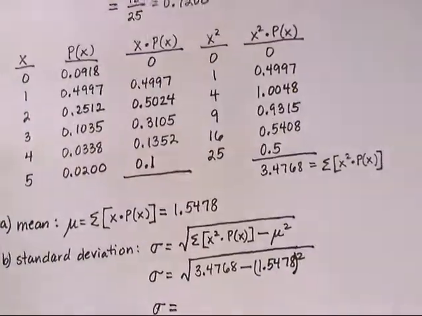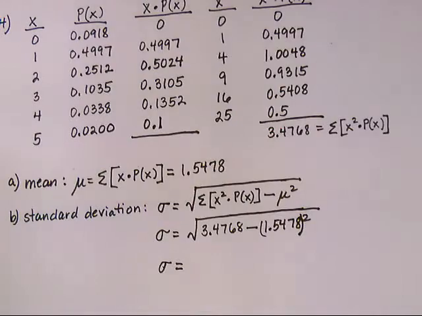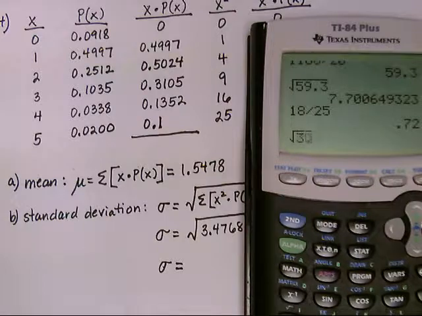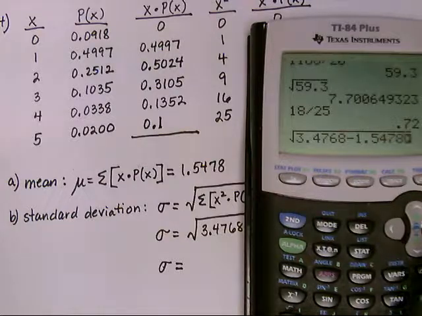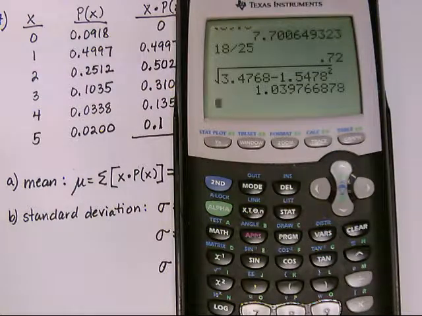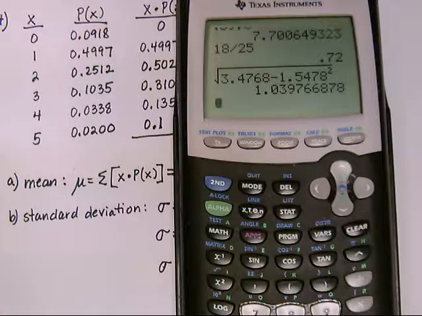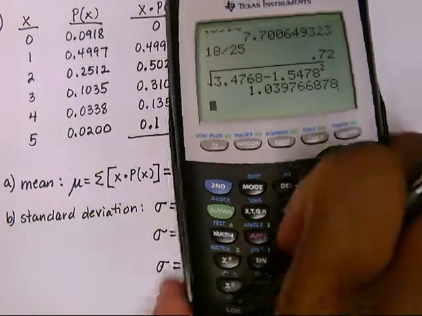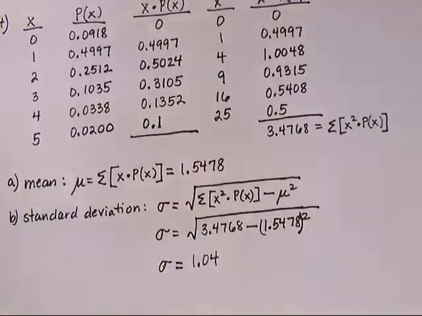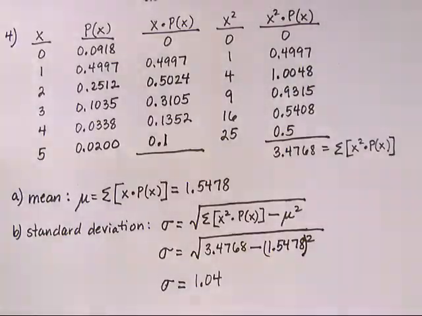And this can be typed into the calculator here, so if I do second x squared, 3.4768 minus 1.5478, and then hit the x squared button to square it, and then hit enter. And I'm going to round this off to 2 decimal places, so this will be 1.04. So the standard deviation for this probability distribution would be 1.04. Okay. And that's how we do problem number 4.